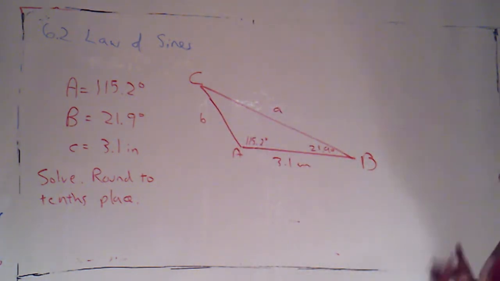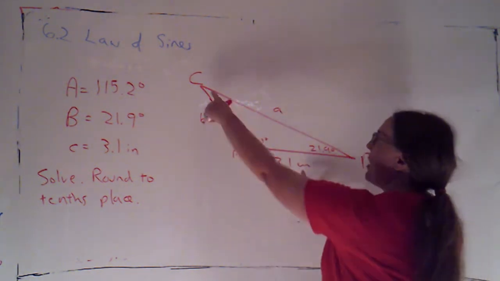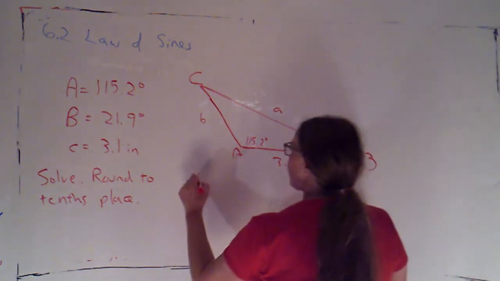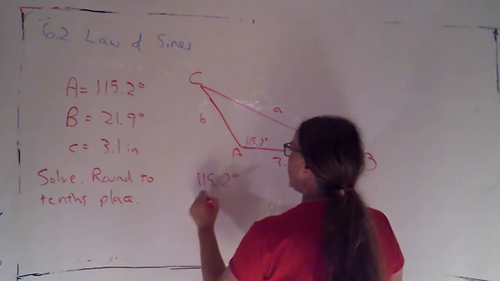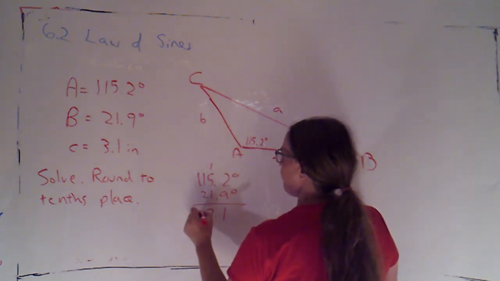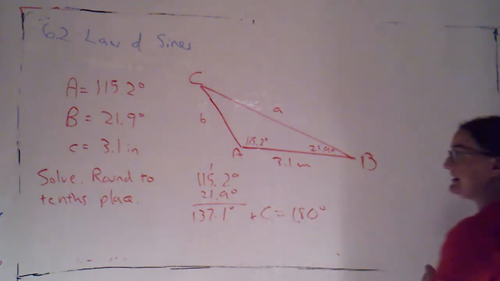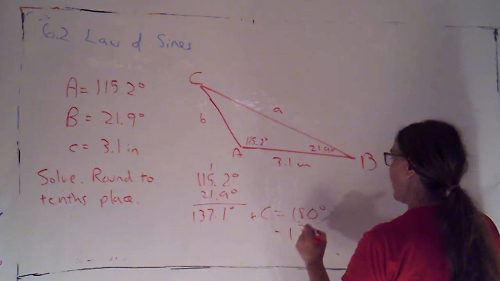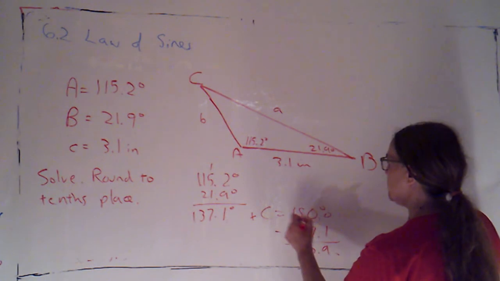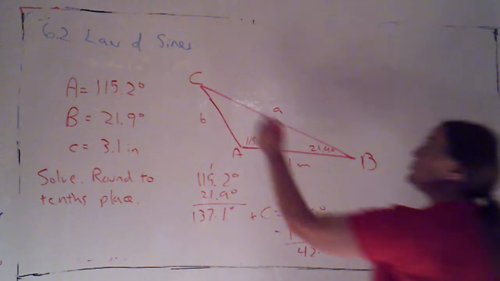Okay, first thing I have to do here is get angle C, because I need to know a pair of an angle and the side opposite it to use the law of sines. So I've got 115.2 degrees and 21.9 degrees. That's going to be 137.1 degrees, plus C has to equal 180 degrees. So let's just subtract over that 137.1. It's going to be 9, 2, 7 minus 3 is 4. Okay, so C is going to be 42.9 degrees.